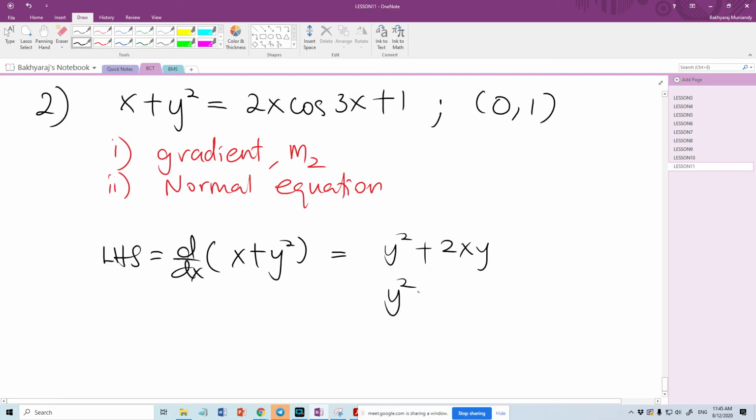y square plus 2x dy dx, like this. Oh, 2xy dy dx. Okay. And anyone different answer than this? Anyone with another answer? Again, Pobi, louder a bit. 1 plus 2y dy dx. Okay, correct. Okay, this is one answer. Any other different answer?